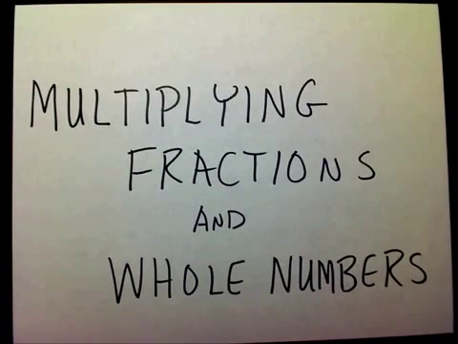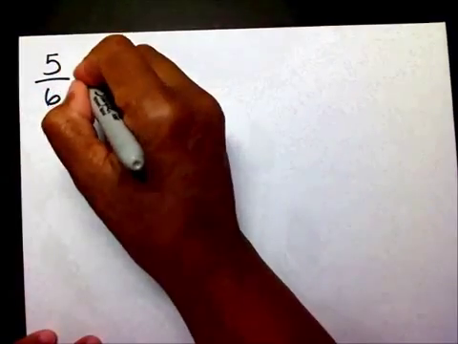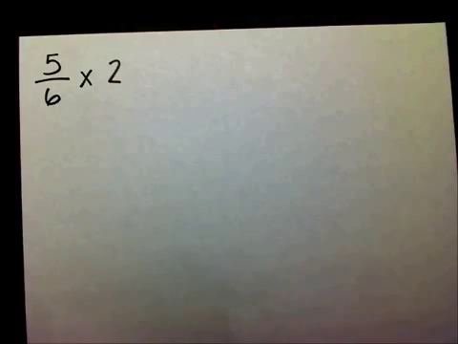Today we're going to multiply fractions and whole numbers. So let's get started. Okay. Alright. So let's say that I have 5/6 times 2. Okay.